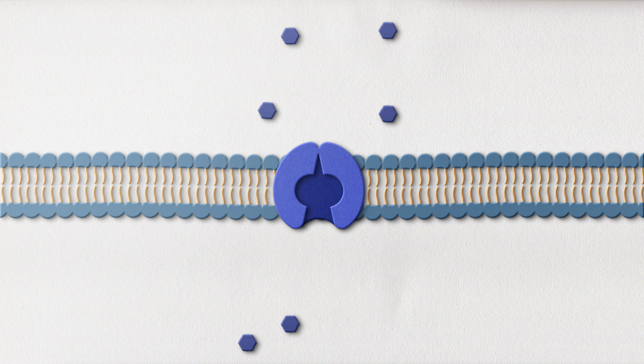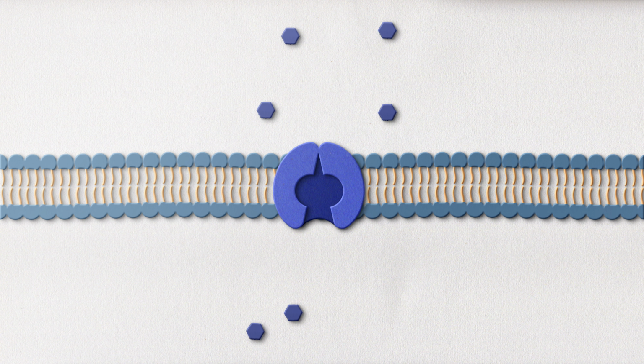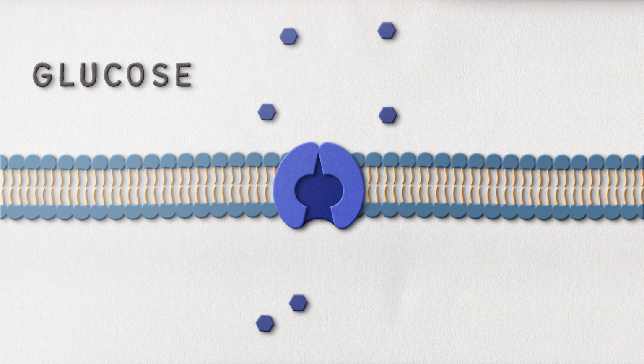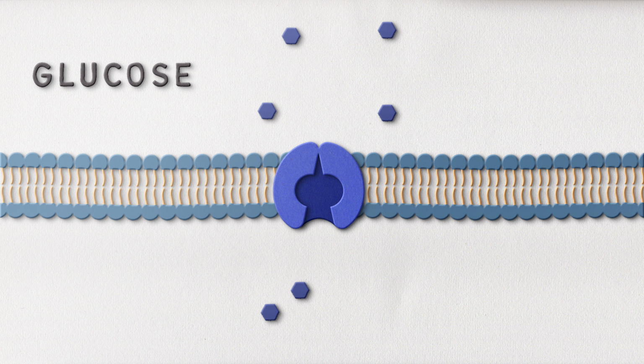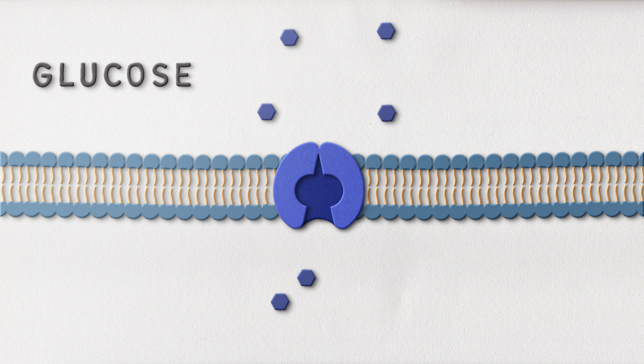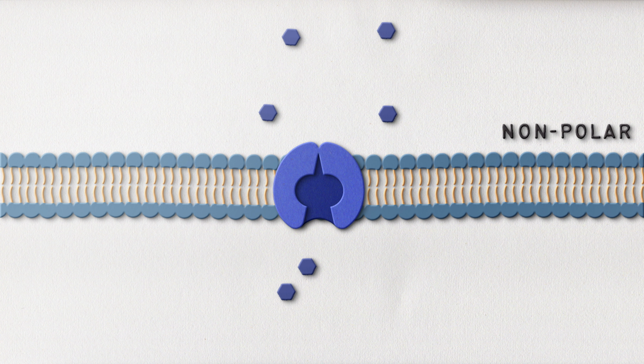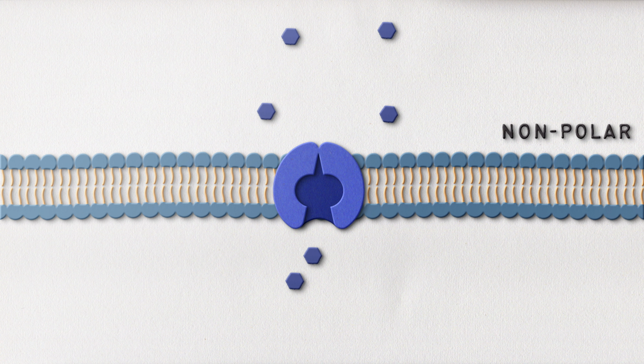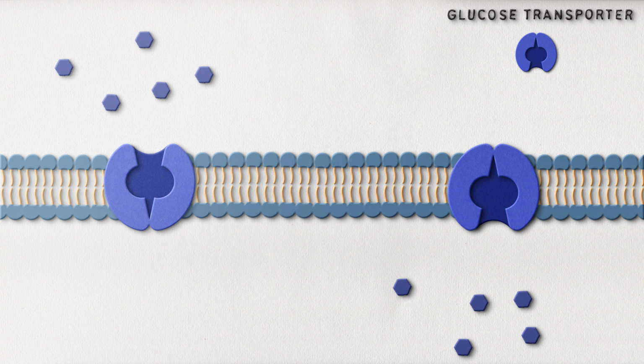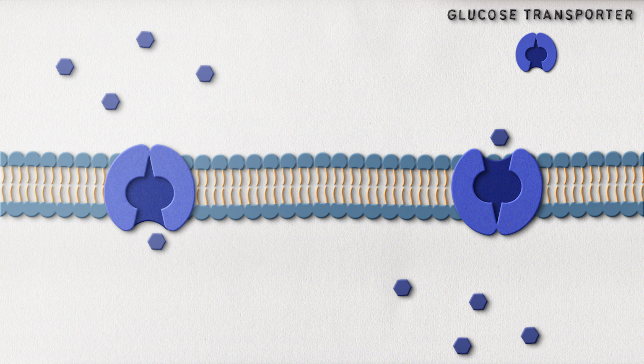Facilitated diffusion can occur in the human body during glucose transport. Glucose is a pretty big polar molecule, and remember, the cell membrane is non-polar. Specific carrier proteins, called glucose transporters, need to help glucose pass through the membrane in and out of the cell.